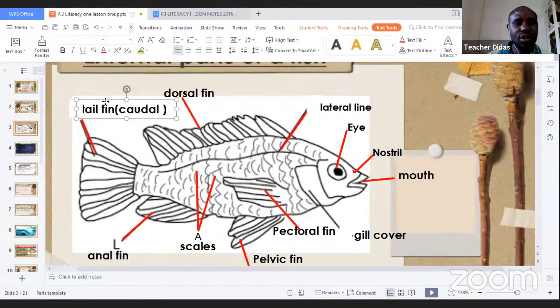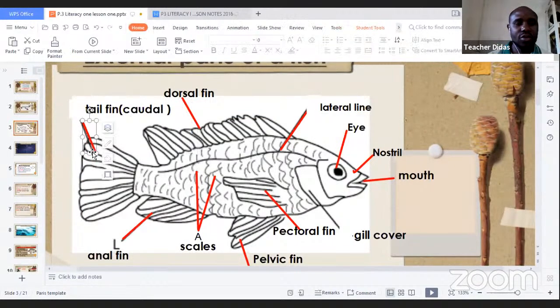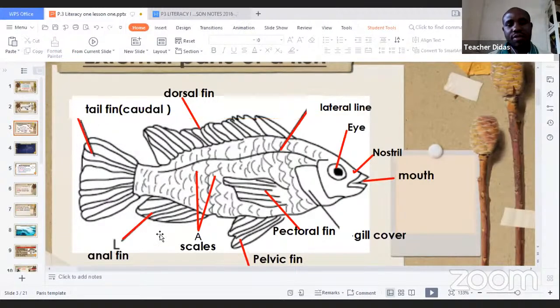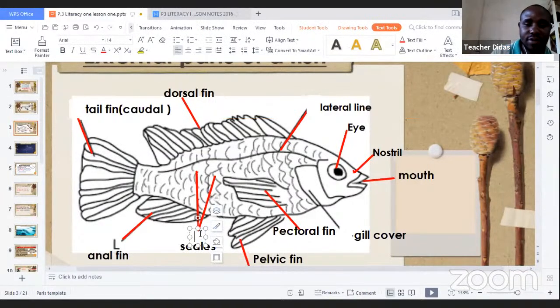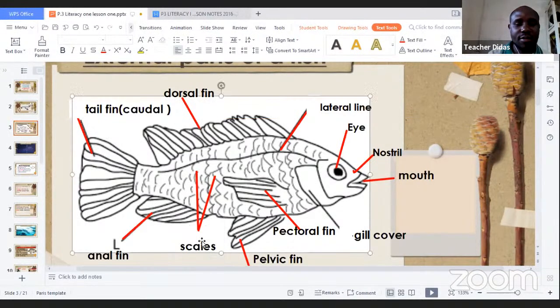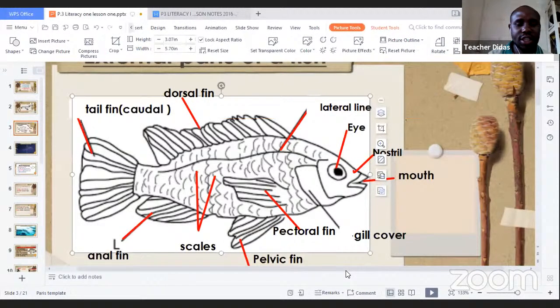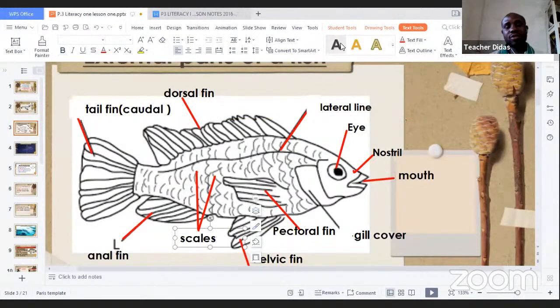What does it use to run away? It will use this fin we talked about here, the tail fin, which it uses for making corners, for changing direction, and others. Then we have got the anal fin and others, as you can see. Then here we have said the scales help to protect it in case it has a problem.